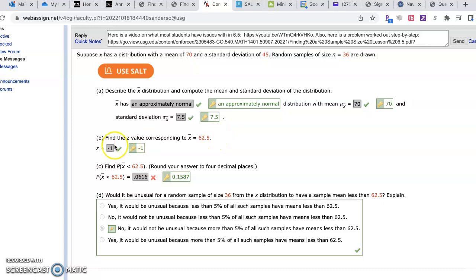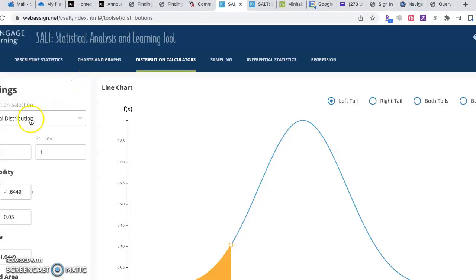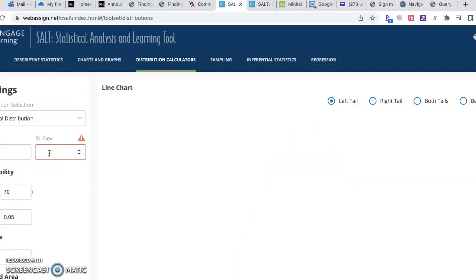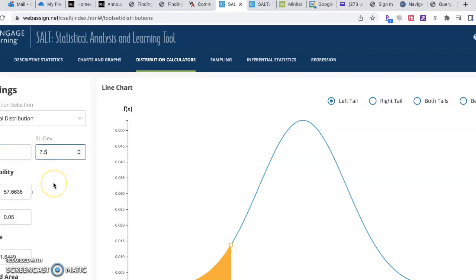So I'm going to show you how to use SALT to find these second two answers. It says find the z-value corresponding to 62.5. So you're just going to click on SALT and put in your mean and your standard deviation of that distribution. So click on SALT. And it's a normal distribution, and the mean was 70 and the standard deviation was 7.5 that you found, so put that in.